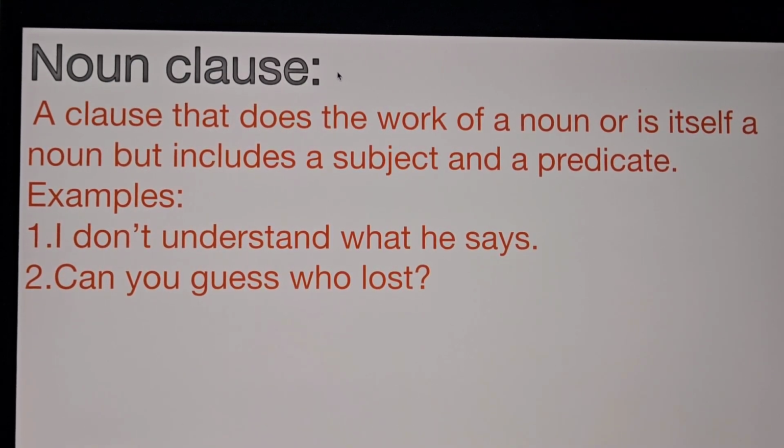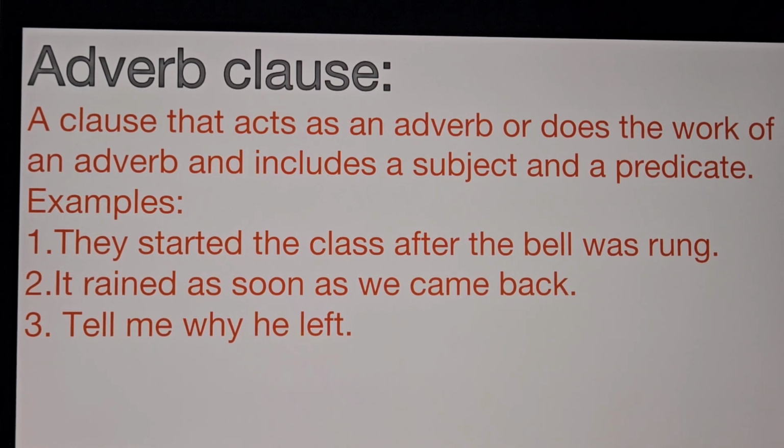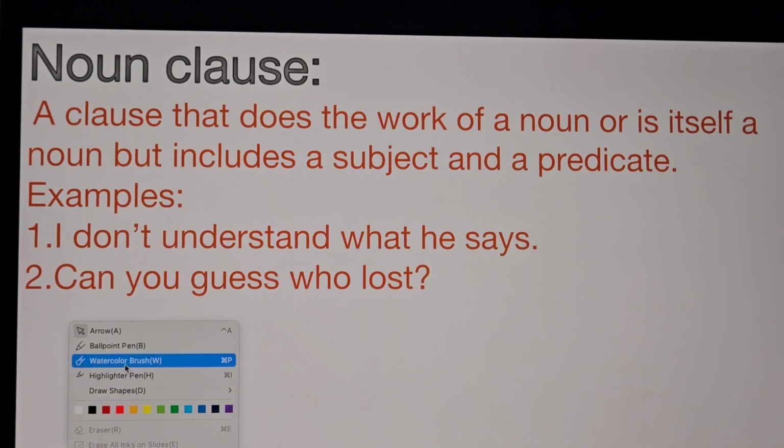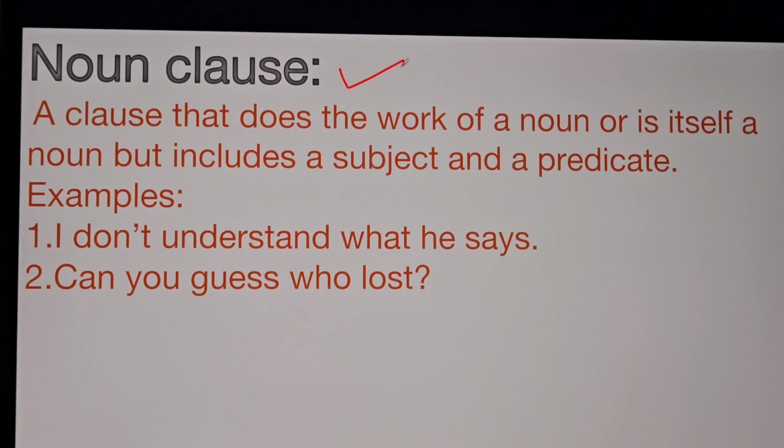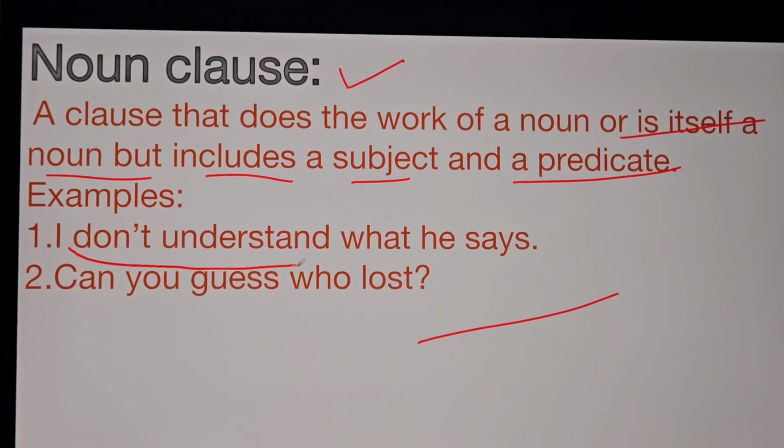Noun clause: a clause that does the work of a noun or itself is a noun, but it includes a subject and a predicate. So a noun clause with a subject and predicate functions as a noun. I don't understand what he says. So what he says is the clause here and functions as the object of this sentence, and it is a noun.